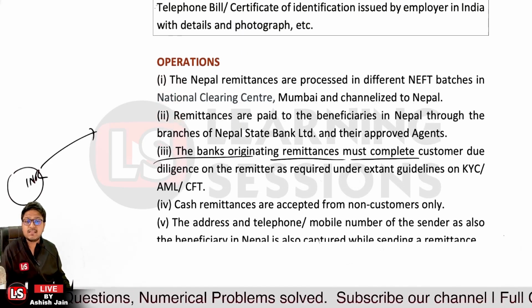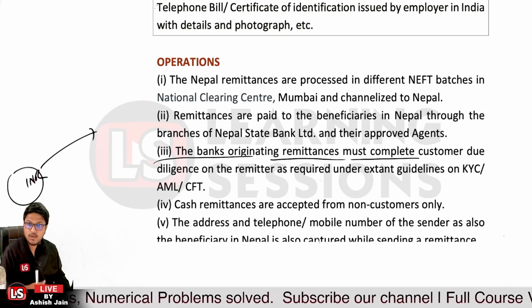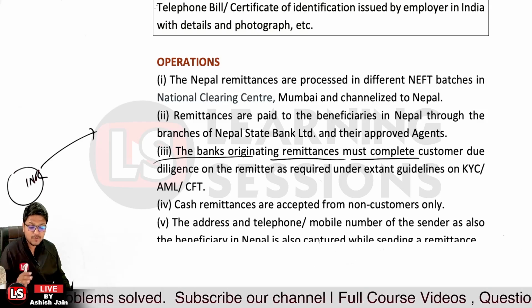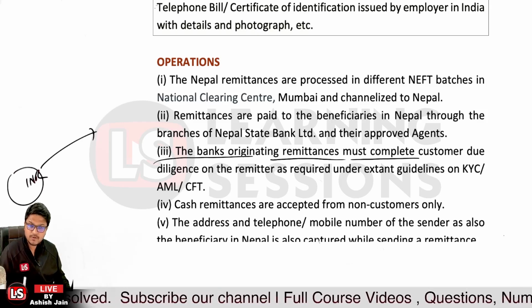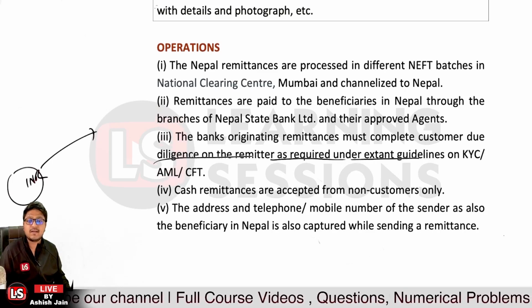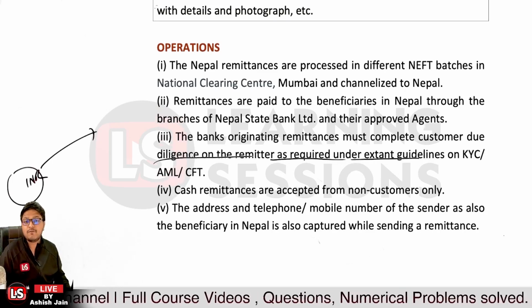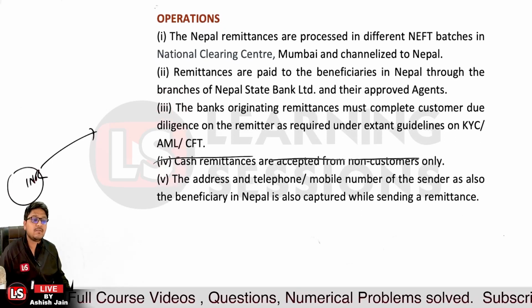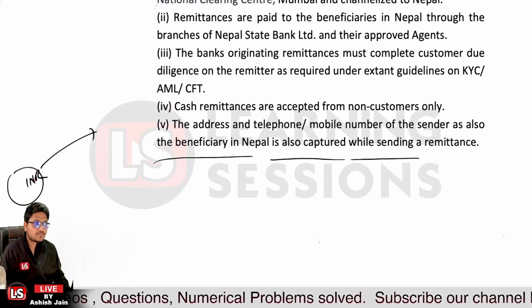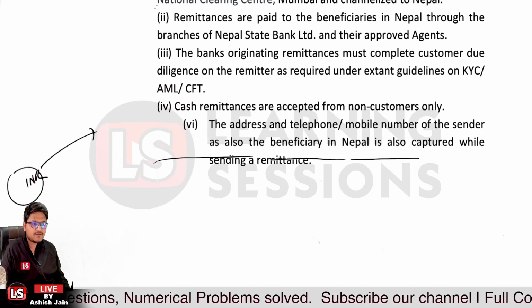Further, cash remittances are accepted from non-customers only. If the person is a customer, in that case the cash remittance is not accepted. For that purpose, the account will first be credited, then the remittance will be made. The address and telephone or mobile number of the sender as well as of the beneficiary in Nepal are captured while sending the remittance. So that was all related to the foreign exchange remittance facilities for individuals.